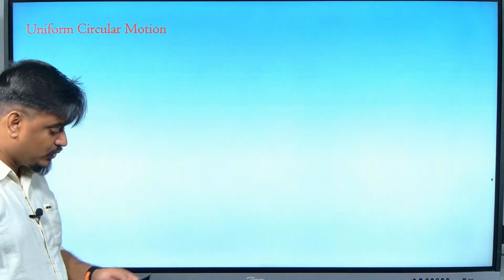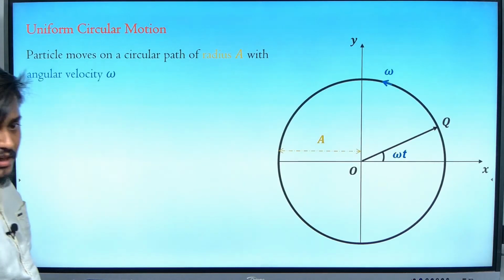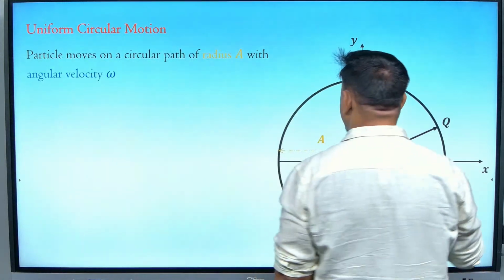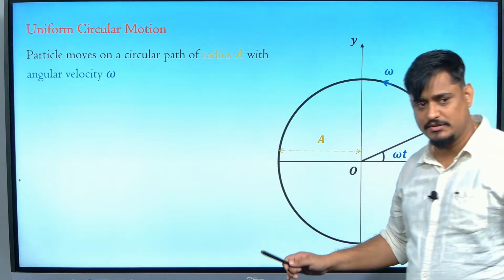Coming back, what we are going to do now is consider a particle. Here, if you see, there is a particle which is moving around a circular path. I am taking that particle and making it move in a circular path, and I will try to derive all the equations of displacement, velocity, acceleration, energy, kinetic energy, potential energy, total energy, and all the graphs.